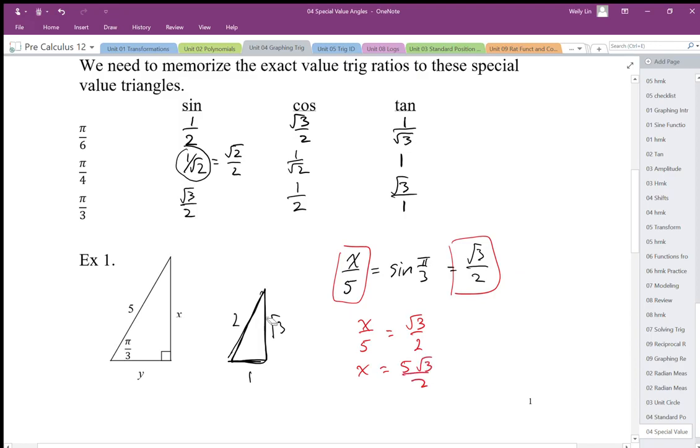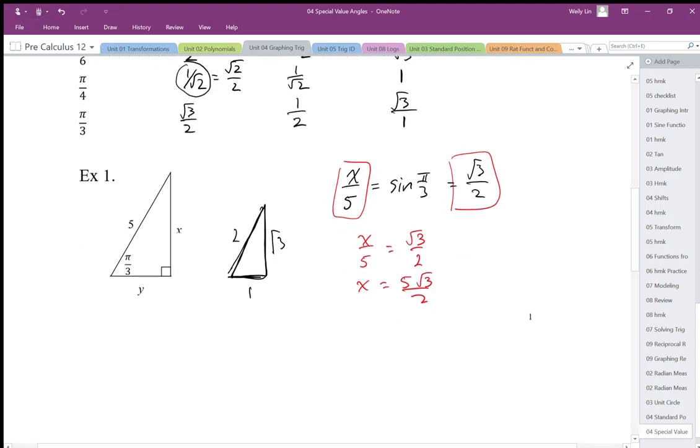Okay, so we would have gotten the same result if we did root 3x to root 3, 5 to 2, and then solved. We still would have gotten 5 over 2 root 3 as the same answer. But here in the red, we've used the trig ratio to do this. And we're going to do the same for the y.